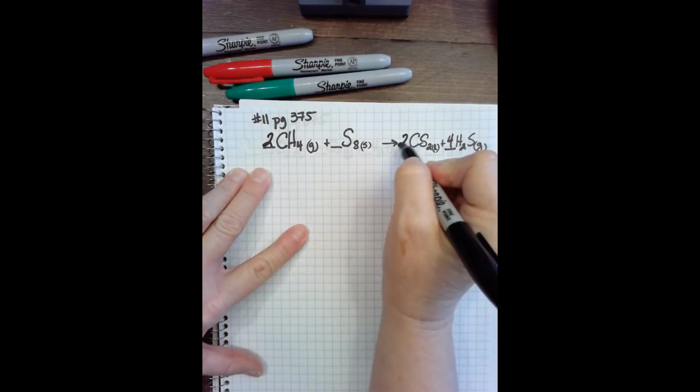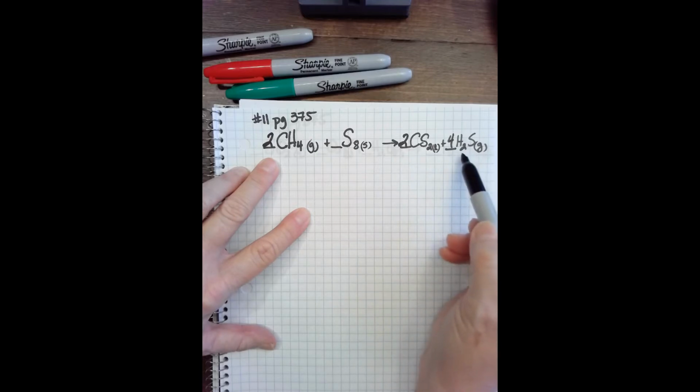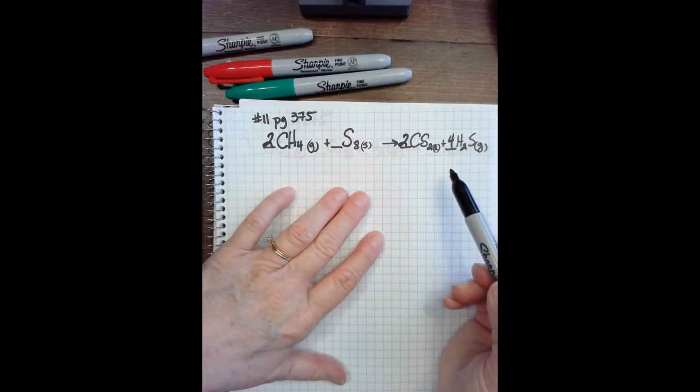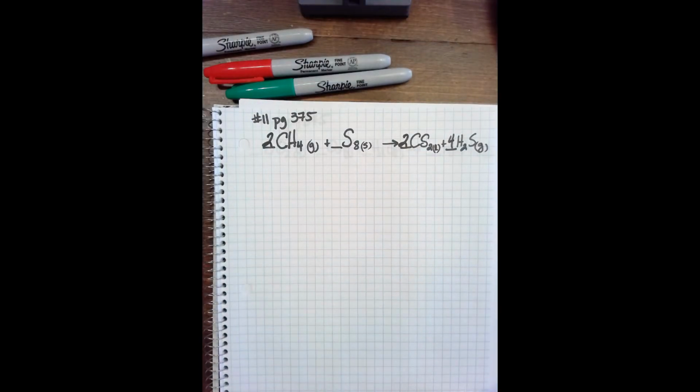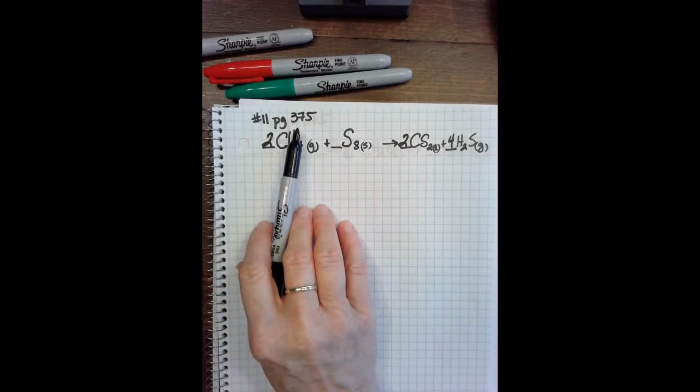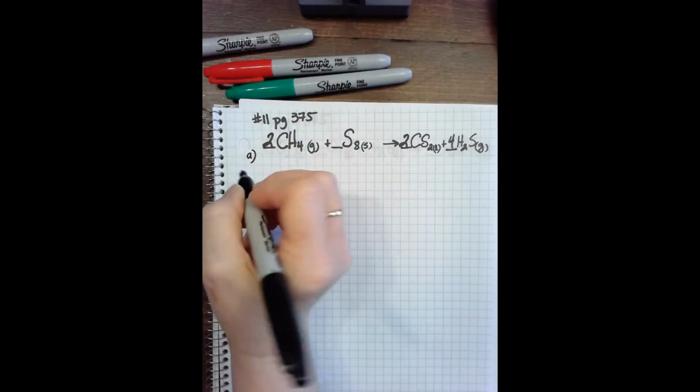If we put a 2 there, at least our carbons are balanced, our hydrogens are balanced, and let's check on our sulfurs. 2 times 2 is 4, plus 4 more is 8, so we are balanced and ready to go. This is on page 275 in your textbook, so if you want to follow along and get that in your notes. I will say that we'll often start with a balanced equation, but balancing it might be part of the process. So that's part A. We have balanced our equation.